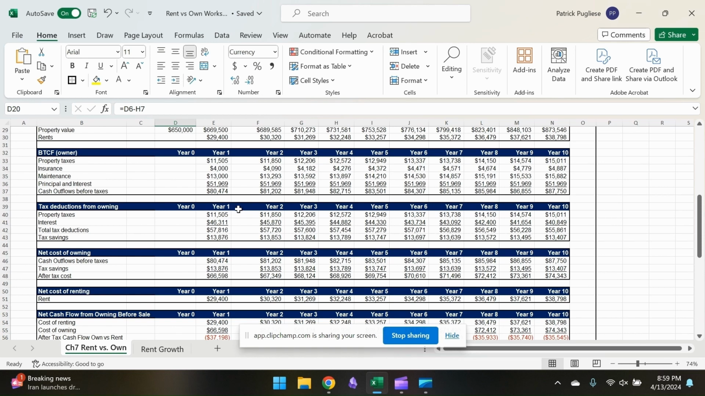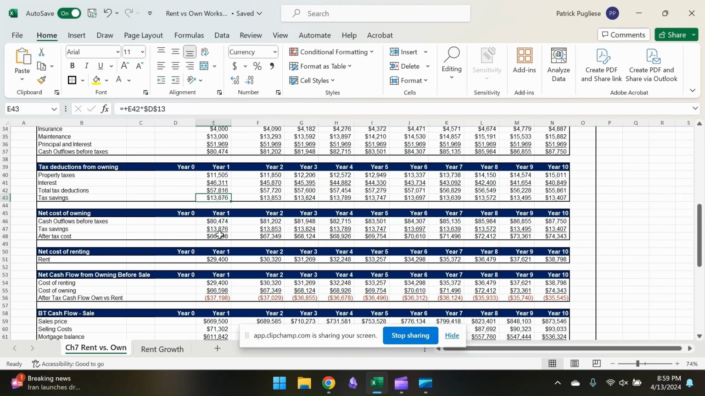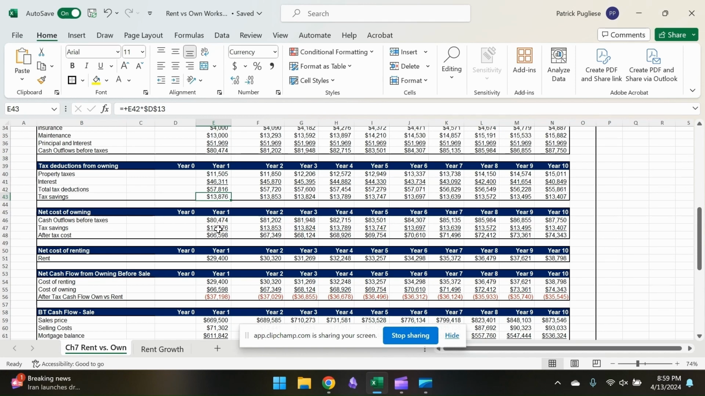You can deduct property taxes and interest from taxes to get your tax write-off here. So you can write this off from your taxes. Those are tax savings from owning a home. So these are your cash outflows before taxes. After tax cost, it's going to be this.